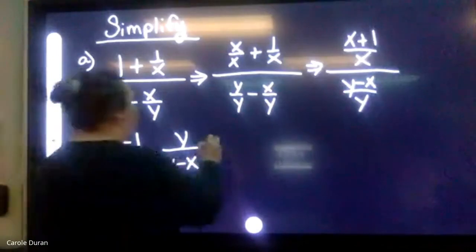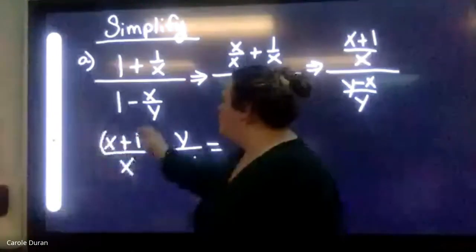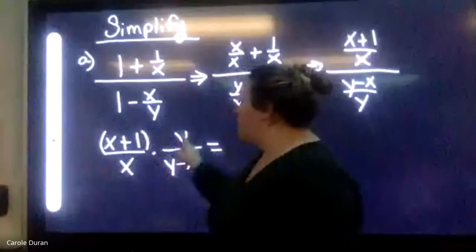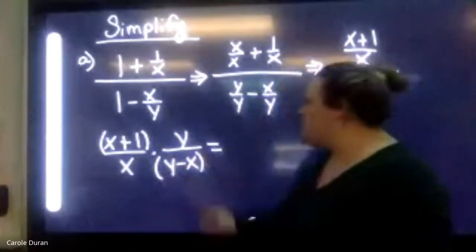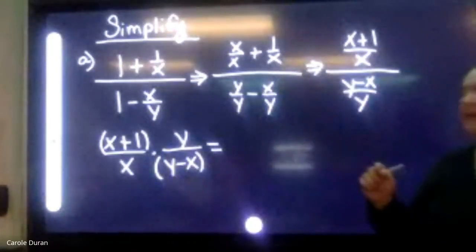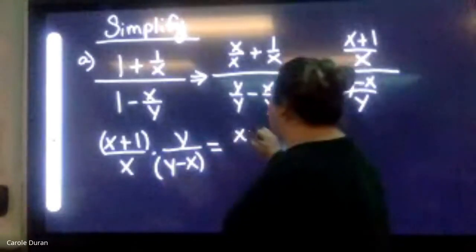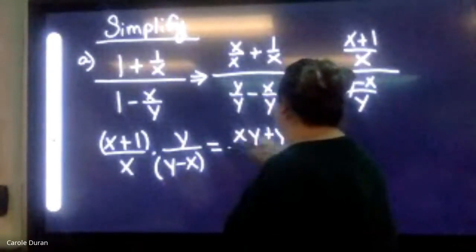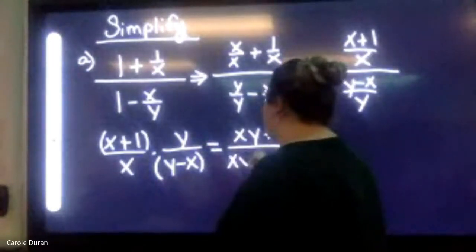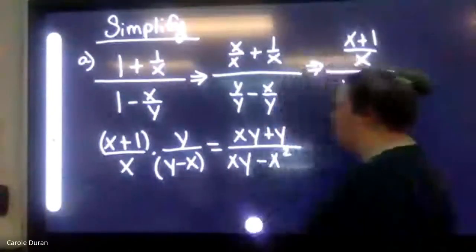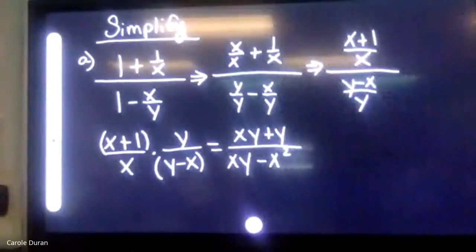So if I multiply this together, the y is going to multiply into both the x and the 1, and the x on the bottom is going to multiply into both the y and the x. So this becomes xy plus y over xy minus x squared. You also could have left it as y times the quantity x plus 1 over x times the quantity y minus x if you recognized it wasn't going to simplify any further.